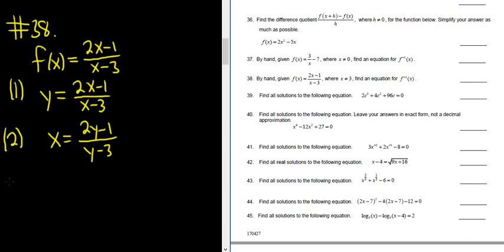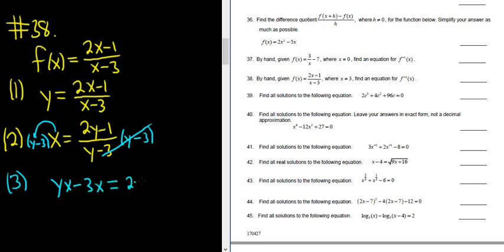And the last step is to solve for y. So step 3 is to solve this for y. We'll start by multiplying by y minus 3 to clear the fractions, so I'll put a y minus 3 on both sides. These cancel, and then here we can distribute the x. So we get yx minus 3x, and then here we have 2y minus 1.